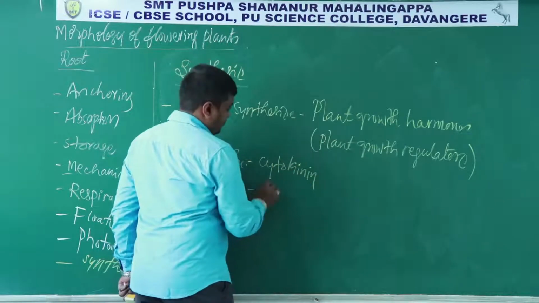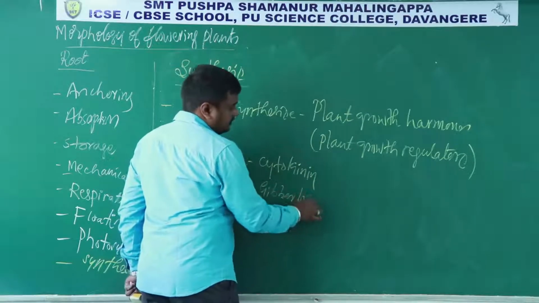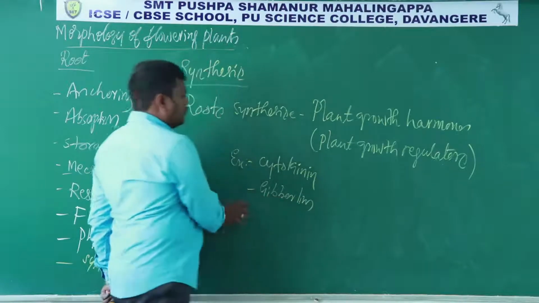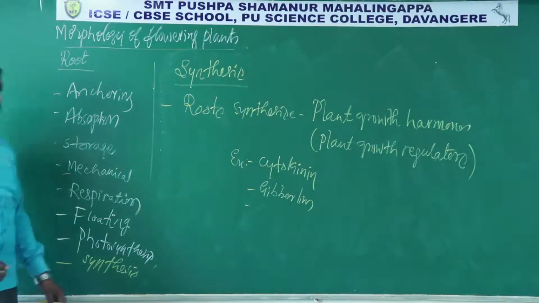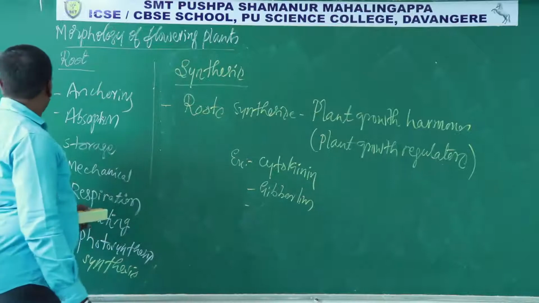means cytokinin and gibberellins. Yeah, so two examples, cytokinin and gibberellins, which are synthesized in the root. Okay, so this is about the functions of root.